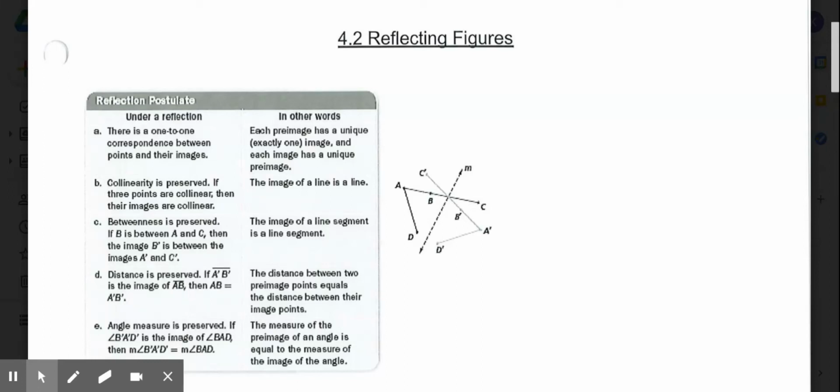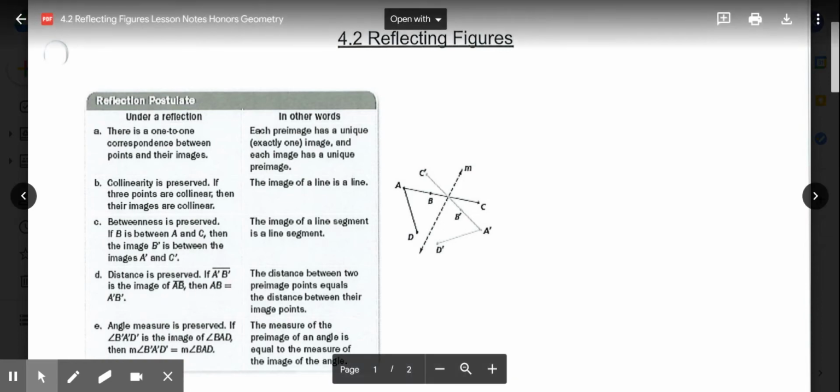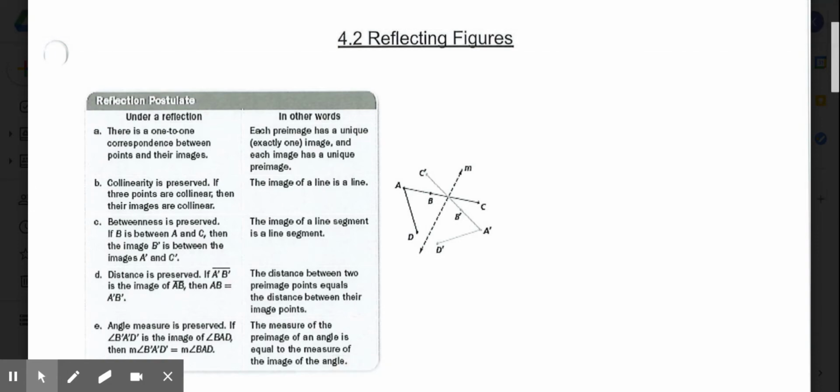Welcome to lesson 4.2, Reflecting Figures. So in our last lesson, we looked at how to reflect points. In this lesson, now we are going to look at how to reflect multiple points that create figures. So the first thing that we're going to look at is the reflection postulate.